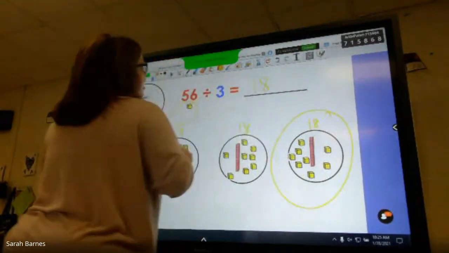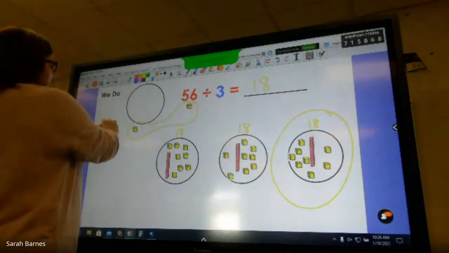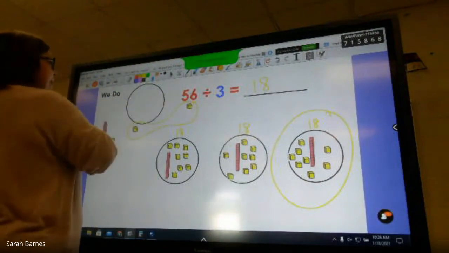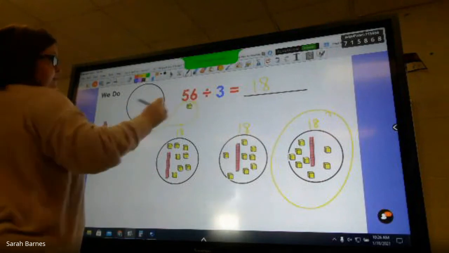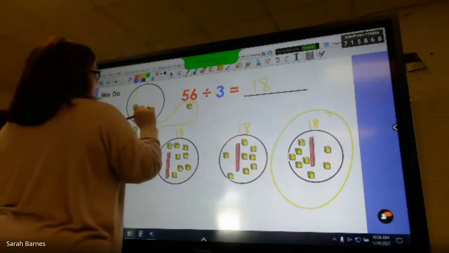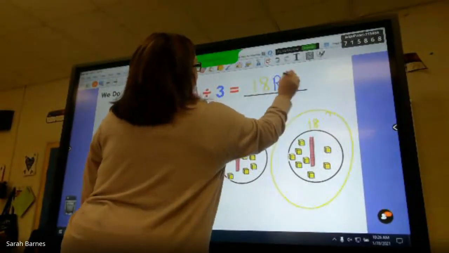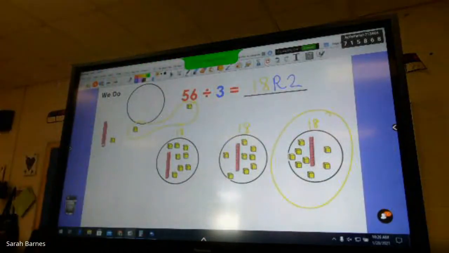So 18. But now I have to think about, okay, I still have these 2 leftovers. And I can't give them to 2 sisters and not give them to 3. So I'm not going to give them to anybody. I'm going to put them with the answer. So 18, remainder 2. Does everybody agree that that's the right answer? Did everybody get that answer?